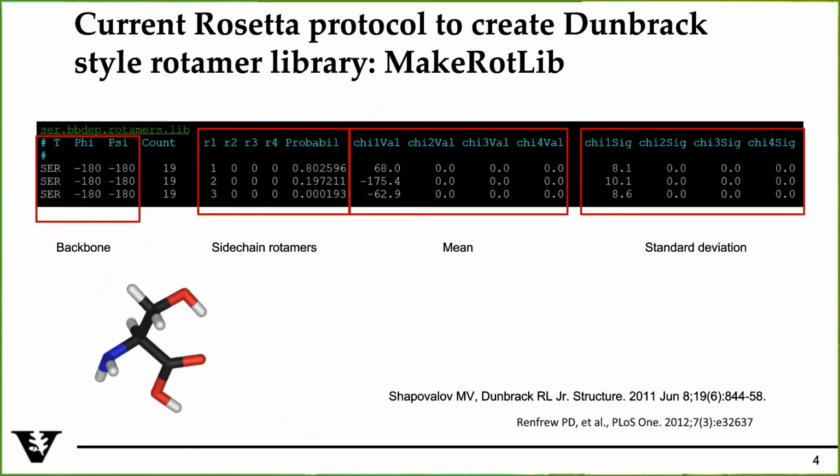So the current Rosetta protocol to create the Dunbrack rotamer library, which is the make-rot-lib, for people who are not familiar with the Dunbrack rotamer library, is essentially a giant table that shows you the side chain rotamer propensity given a set of backbone dihedral angles, like phi-psi dihedral. For example, here you have different values of the backbone for the serine, and then you have a list of the side chain rotamers with the probability given the value of phi-psi, and then we have the mean and standard deviation values of different chi dihedral angles.